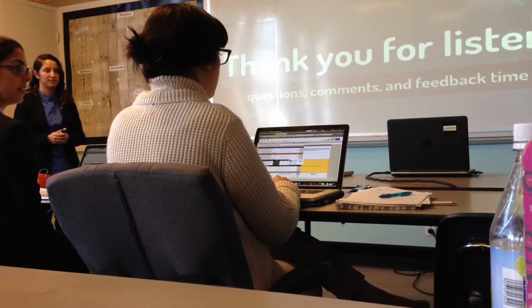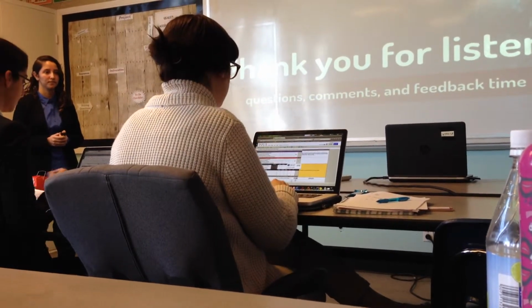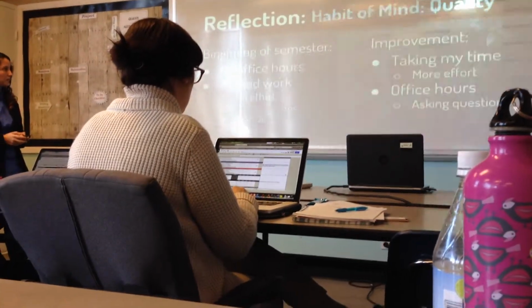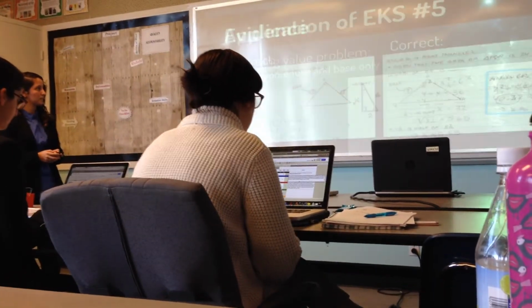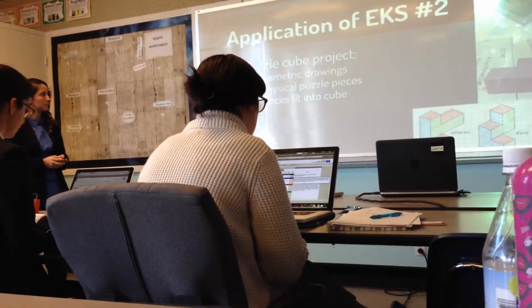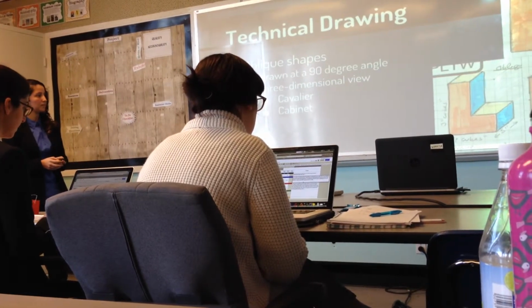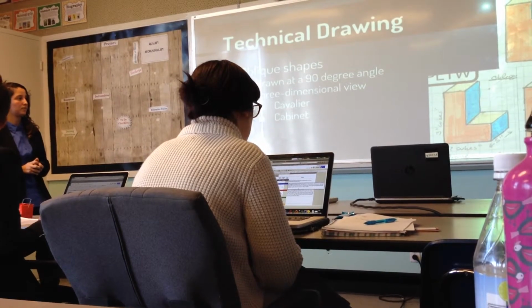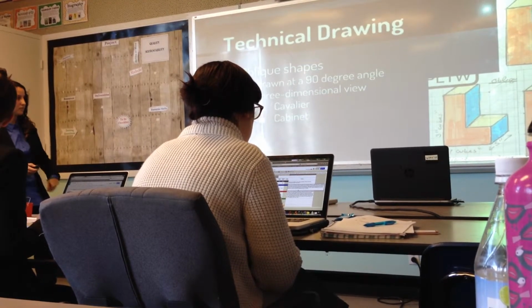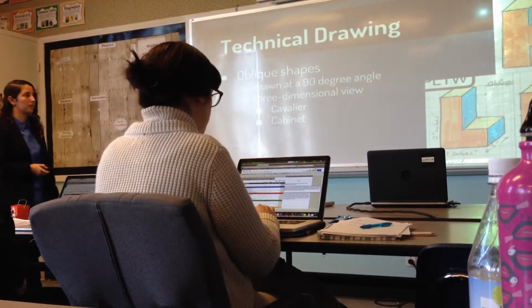Chloe, do you want to go first? Sure. Can you go back to your slide of your oblique sketch, please? And here you talk about the 90-degree angle. Yes. Can you let me know which two dimensions are the ones that form that 90-degree angle?